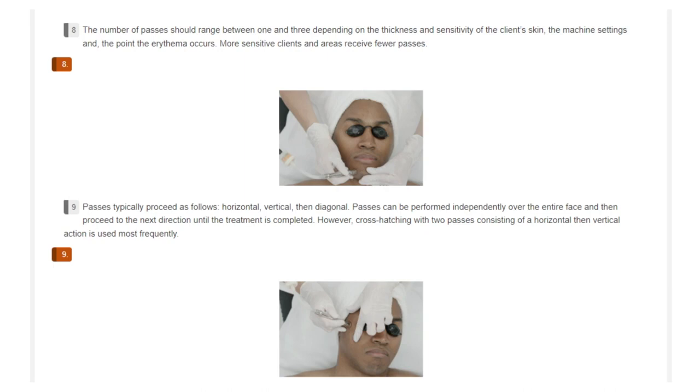9. Passes typically proceed as follows: horizontal, vertical, then diagonal. Passes can be performed independently over the entire face and then proceed to the next direction until the treatment is completed. However, cross-hatching with 2 passes consisting of a horizontal then vertical action is used most frequently.